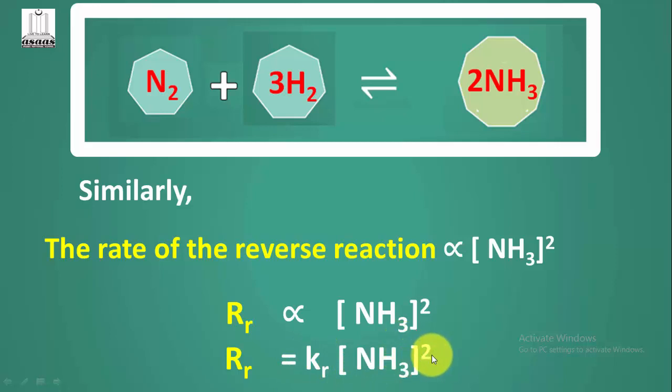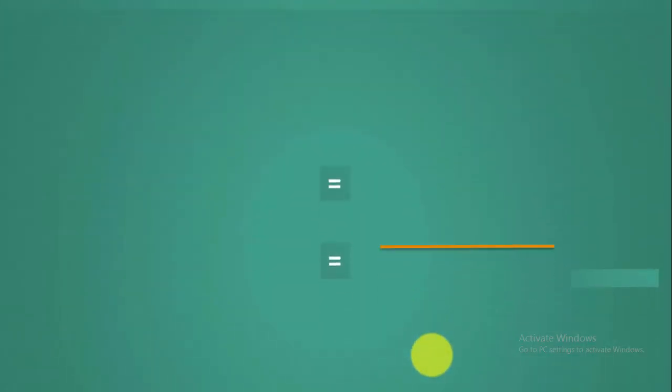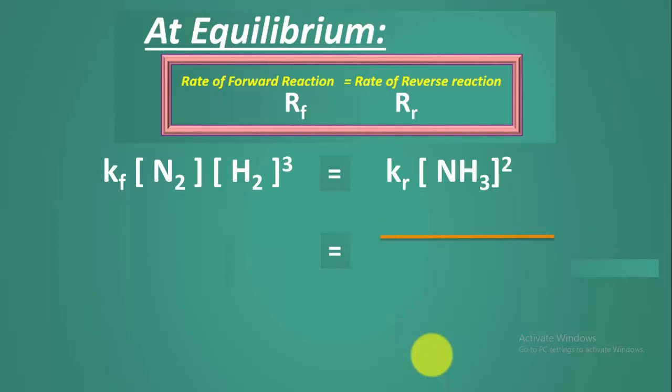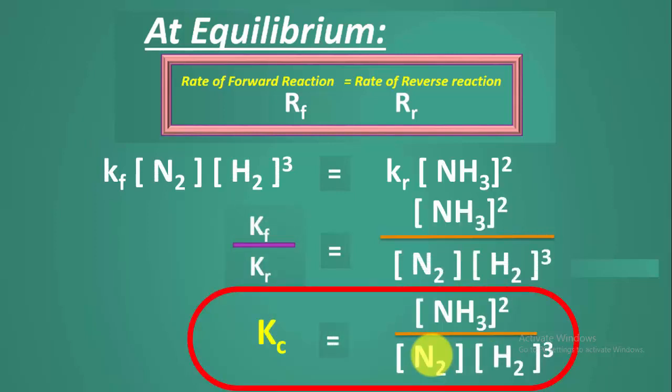At equilibrium, Rf is equal to Rr. So putting in the values, we get the equilibrium constant expression Kc, which is the ratio of the forward reaction constant and the reverse reaction constant. That is, Kc is equal to NH3 raised to the power 2, which is the product, over the reactants N2 and H2 raised to the power 3.